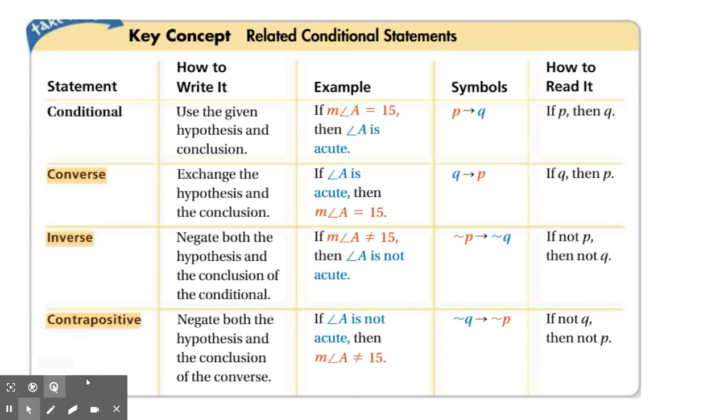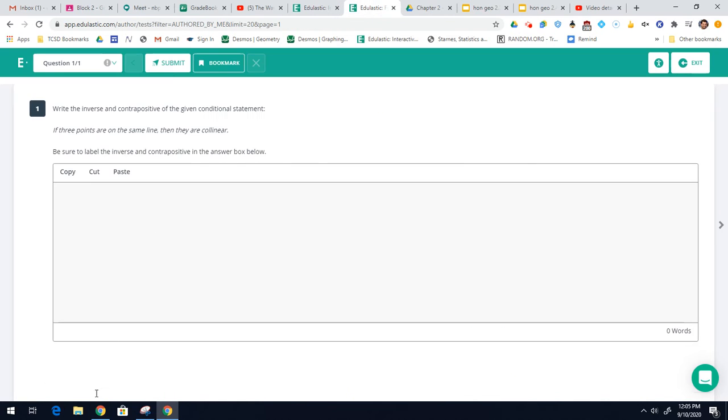All right, so let's take a look at an example here. Okay, so here's our example. It says, write the inverse and contrapositive of the given conditional statement. If 3 points are on the same line, then they are collinear. Be sure to label the inverse and contrapositive in the answer box below. So again, if I look here, I need the inverse and the contrapositive. So if you remember this problem from the other video, we already did the converse.